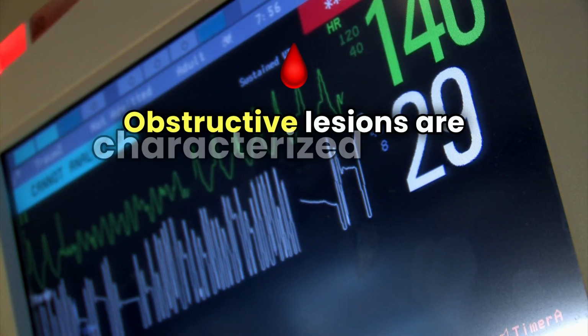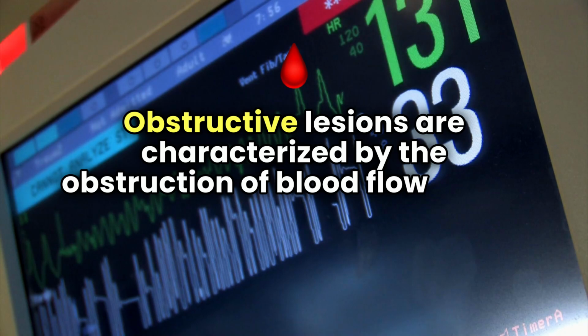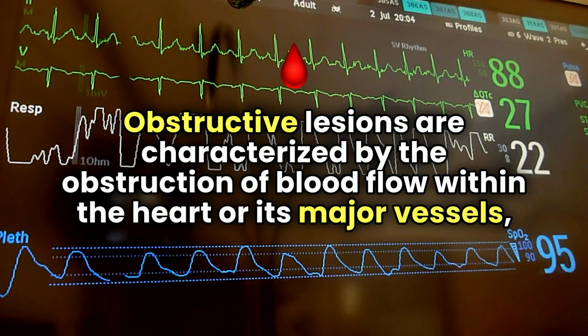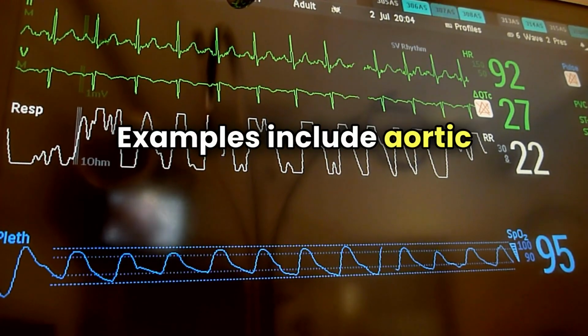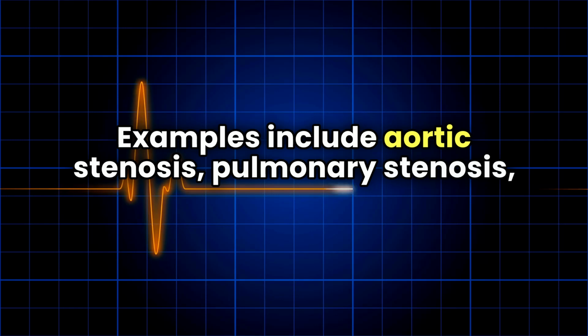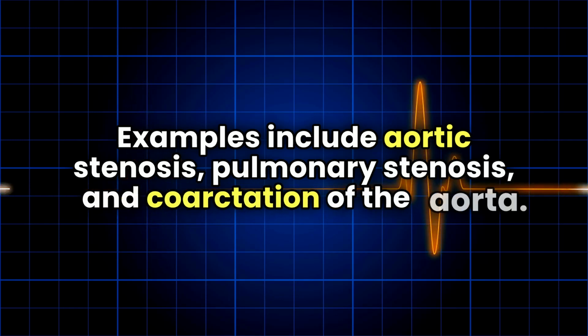Obstructive lesions are characterized by the obstruction of blood flow within the heart or its major vessels, leading to increased workload on the heart. Examples include aortic stenosis, pulmonary stenosis, and coarctation of the aorta.